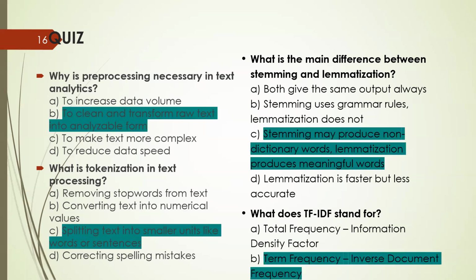Why is pre-processing necessary in text analytics? To clean and transform raw text into an analyzable form. What is tokenization in text pre-processing? Splitting text into smaller units like words or sentences is called tokenization. Each and every word is one token. What is the main difference between stemming and lemmatization? Stemming may produce non-dictionary words, but lemmatization produces meaningful words. TF-IDF: term frequency, inverse document frequency.